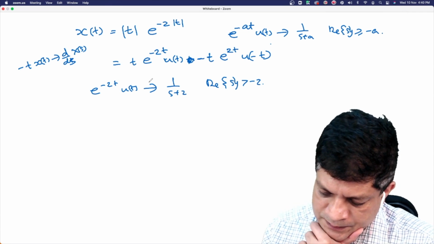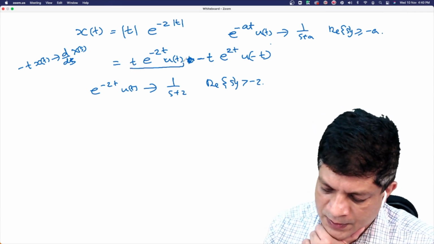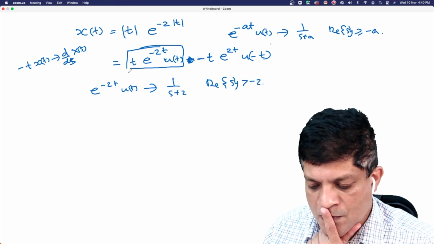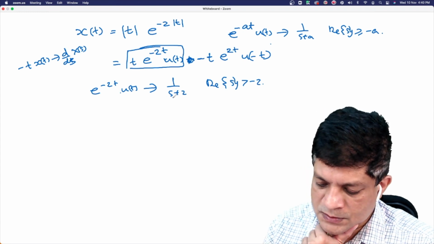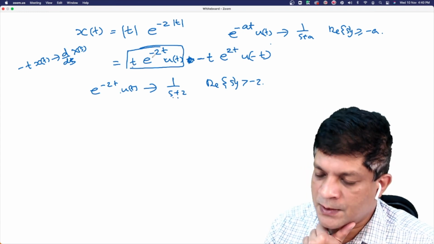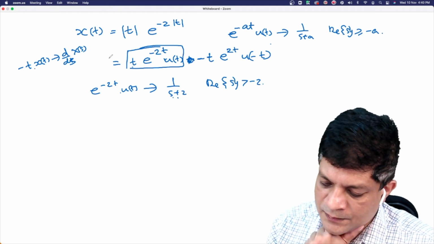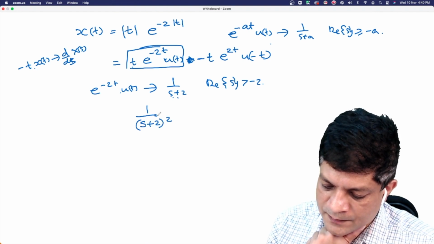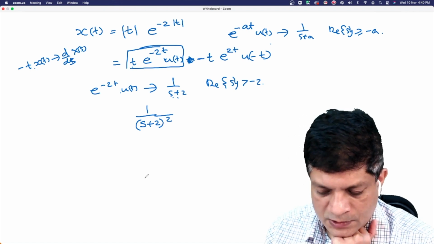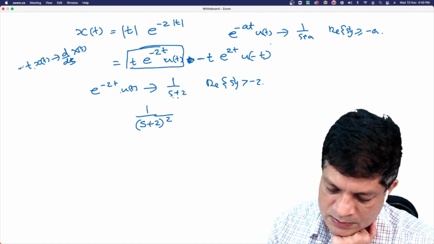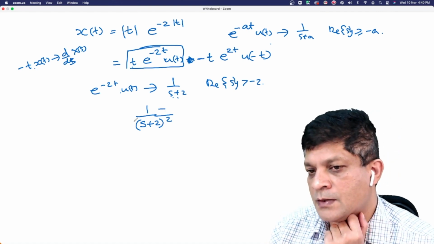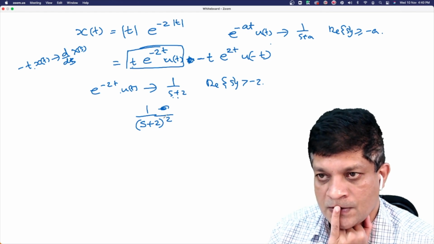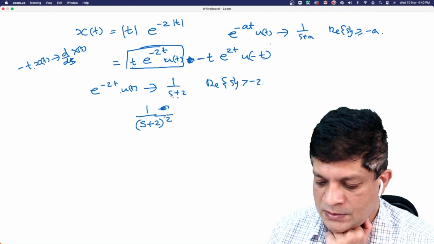So what about this? What about the Laplace transform of the first part? This is 1 upon s plus 2. When you multiply with t, is it derivative of this? So will you get this 1 upon s plus 2 whole square? Because when you take the derivative, there is a minus sign. There is a minus sign here. So that will get cancelled. So 1 upon s plus 2 whole square, isn't it? Yes. What is the ROC?